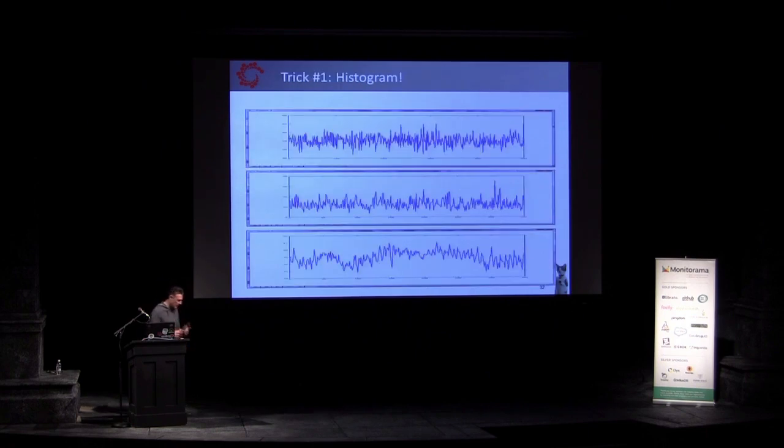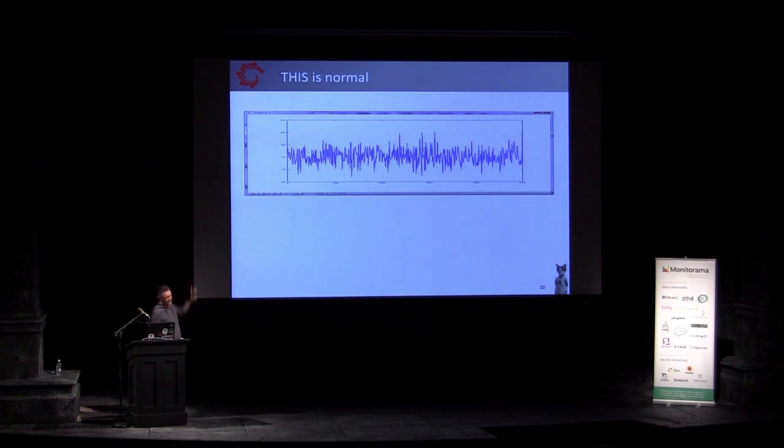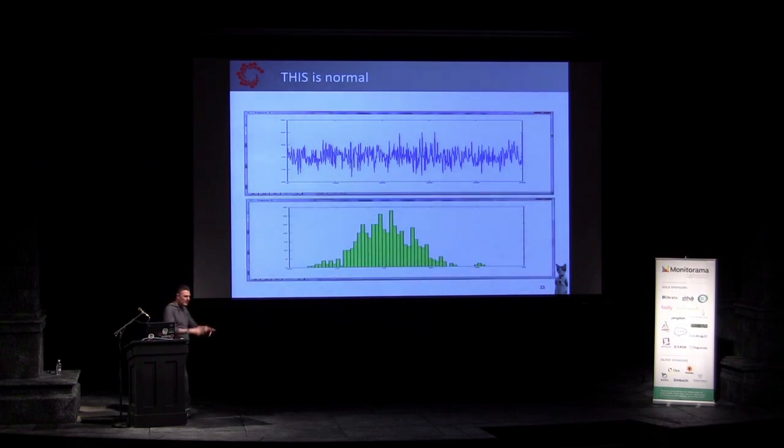So I'm going to introduce 3 different tricks. I call them tricks. The first one is the histogram. I would much prefer if you did kernel densities or things like that, but I said simple, so a histogram will work relatively well. You've got 3 time series here. What are you going to do with them? This is normal. It's easy: hist(x, 50 bins), and that's it.